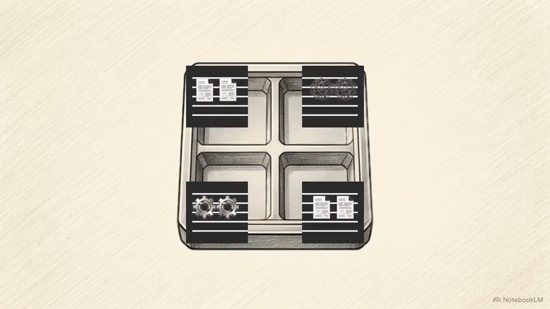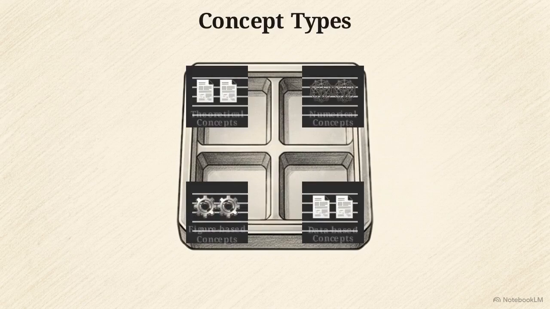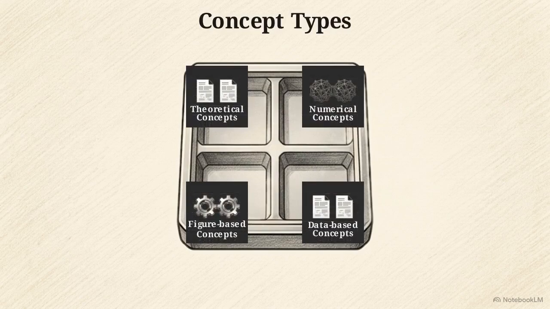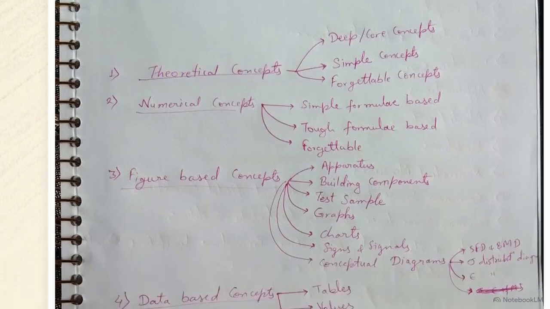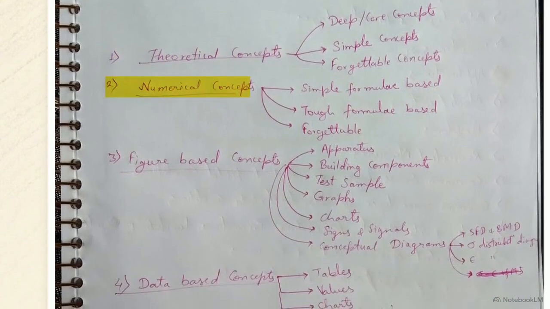On day 1 of your prep, your very first task is to divide a chapter's raw information into 4 distinct buckets. This initial breakdown defines the first bucket, theoretical concepts, where you filter core ideas from easily forgettable trivia. Next, you scan for numerical concepts, separating simple plug-and-play formulas from tough ones that require active practice.